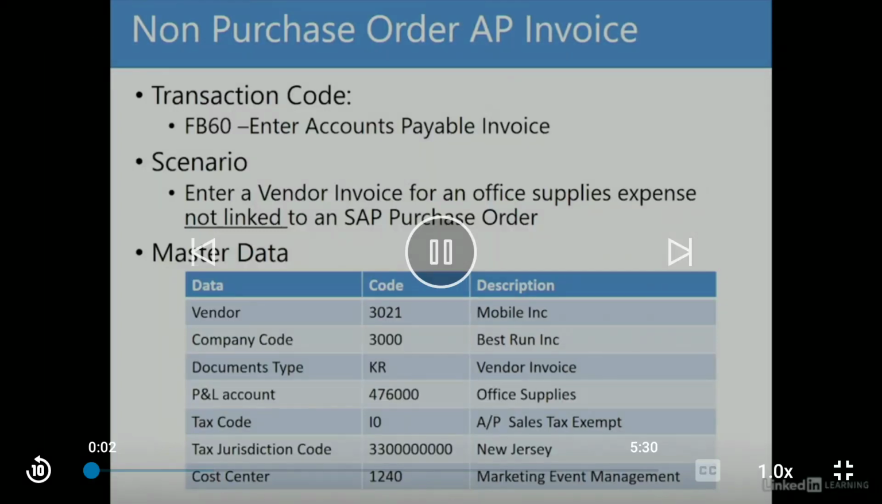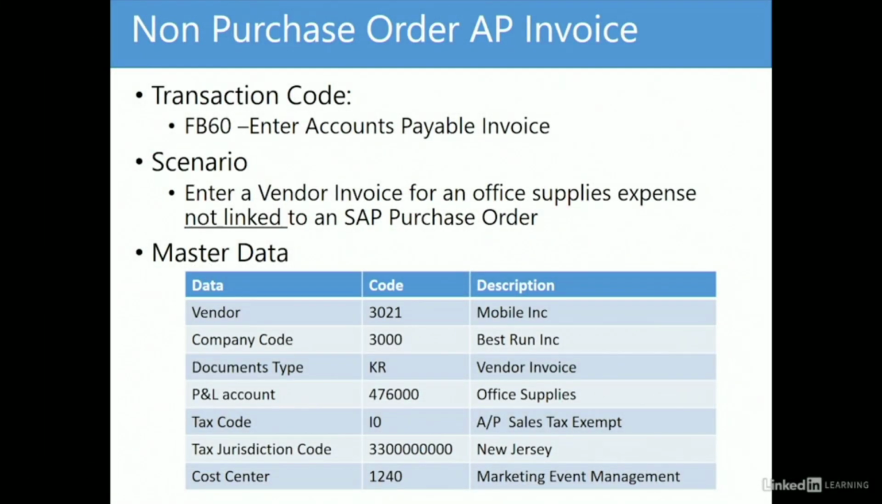Now we can get started with the first section on how to enter invoices, and then we will show a demonstration. For this section, we're going to look at the non-purchase order invoice. And as discussed previously, this means this invoice is not linked to a purchase order. So in order to enter this invoice, the transaction code is FP60, which is enter invoice, specifically for accounts payable. And in this scenario, we're going to have an invoice for office supplies, and again, not linked to a purchase order, hence the different transaction.